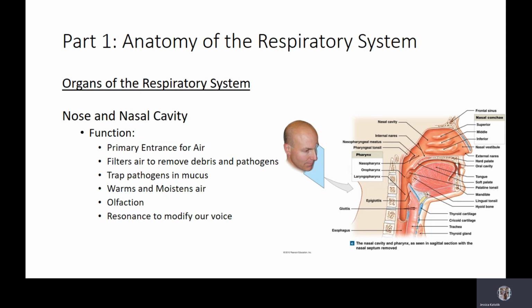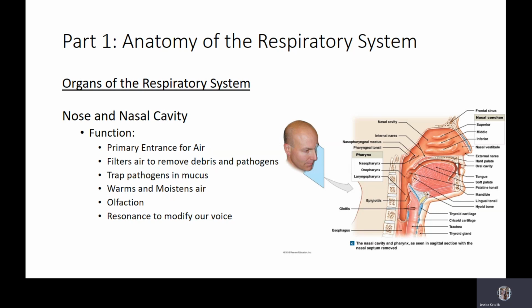That has to be my favorite part of the respiratory system. I love the nasal conchae. I think they are the coolest thing ever. Yeah. So let's continue.